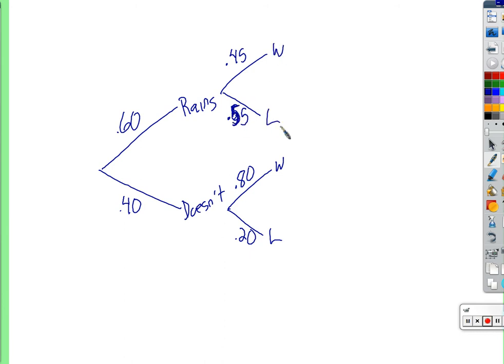So in that case, we can't just add these together and divide, they're not the same thing. So we have to do 0.6 times 0.45. That's the probability that we win given that it rained that day. 0.4 times 0.8, that'd be the probability that we win given that it was dry that day, and then we could add those together.